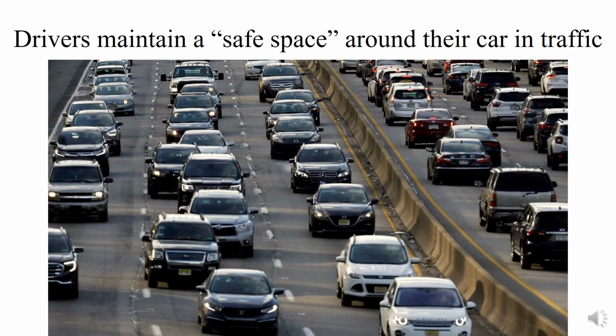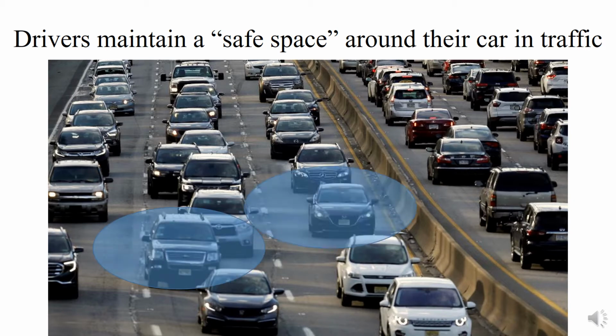We see this all the time in our own lives. We don't really think about it because we do it automatically, but drivers maintain a safe space around their cars in traffic. So if you are in traffic, you maintain a zone around your car where you know you can stop and hit the brakes before you hit the guy in front of you, or where you know that if you were to hit the brakes, the car behind you would be able to stop without hitting you. And essentially, this is the same thing that the birds are doing. We're just doing it inside this car.